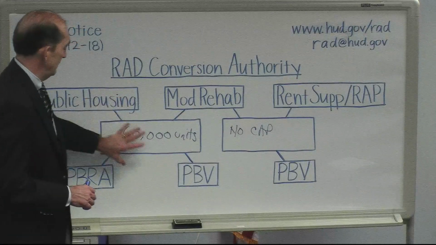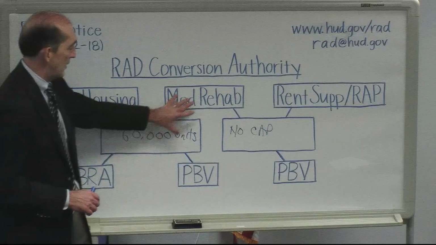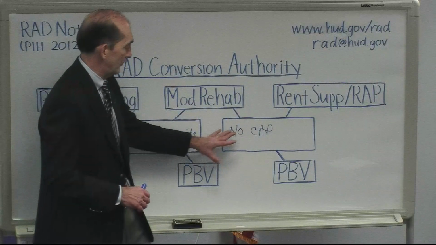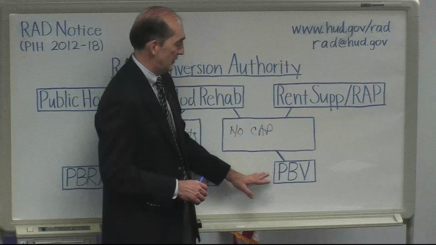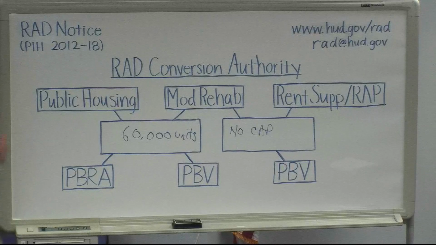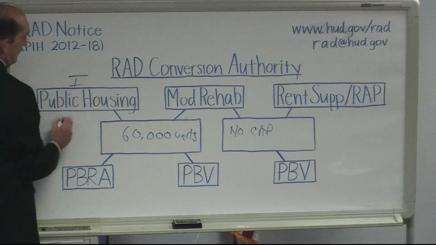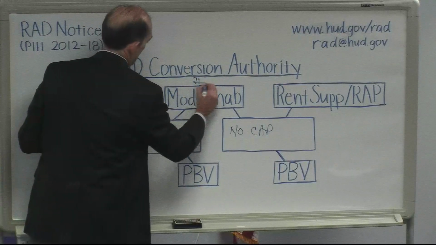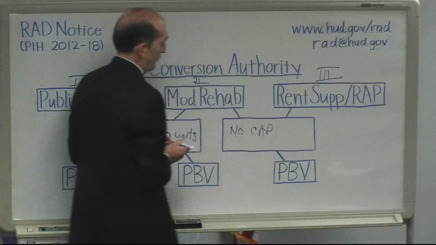So public housing, subject to the 60,000 unit cap, moves to PBV or PBRA. Mod rehab also, but mod rehab can also be part of the second part of the demonstration, where we're taking TPVs and converting to PBVs. In the notice that we wrote, 2012-18, public housing is section 1 of the notice, mod rehab is section 2, and rent-sup is section 3.